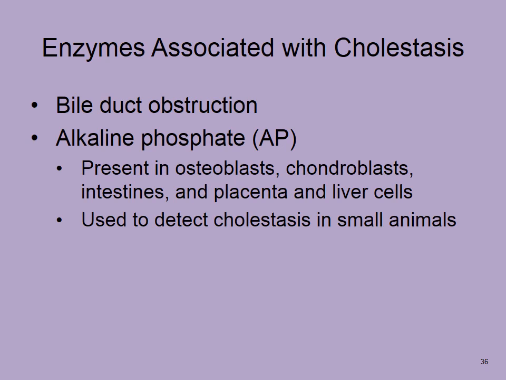Cholestasis. So I've mentioned this several times, but here we go again. Bile duct obstruction. That's ultimately what it comes down to, right? The bile can't make it through the biliary tree. The big one that we look at in vet medicine is alkaline phosphatase, AP or ALK-Phos. This is present in osteoblasts as well. So osteoblasts, you'll remember, are cells that produce bone. Chondroblasts, cells that produce cartilage. Intestines and placenta, and liver cells. So several places this can come from. This is not a great specific test, but in conjunction with other tests, it can point towards cholestasis.